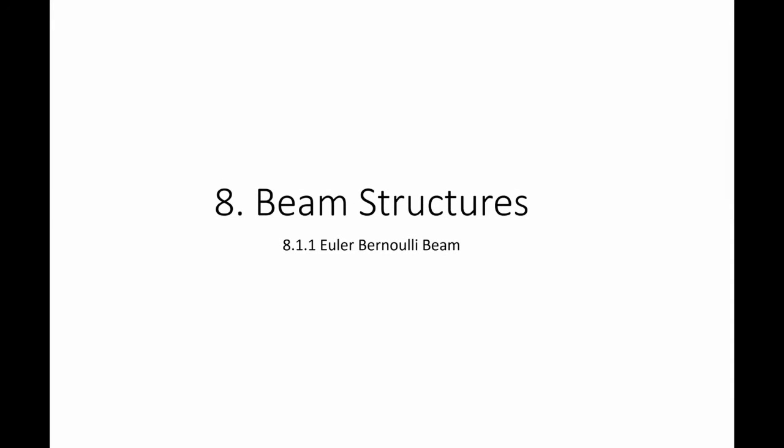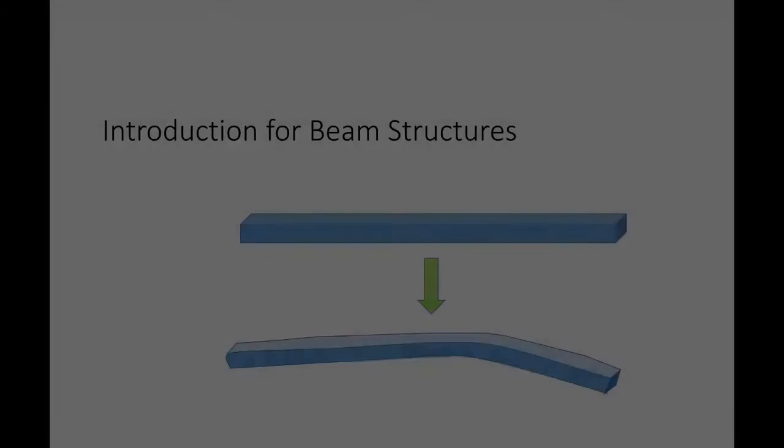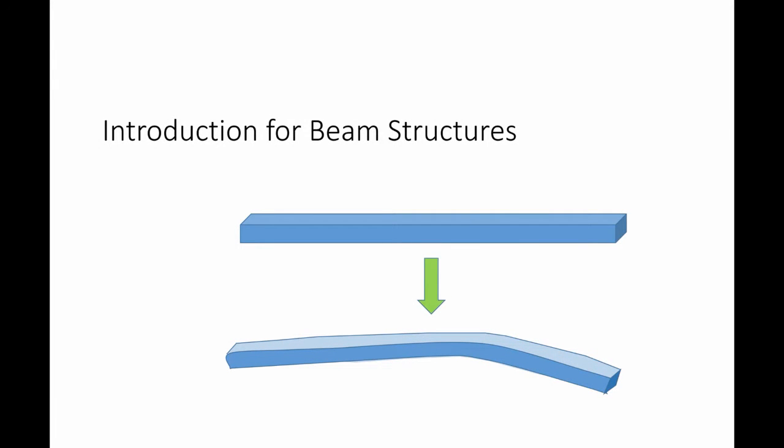In this video, we're going to study the simplest type of beam under bending, the Euler-Bernoulli beam. Beam structures are those structures whose length is much longer than the cross-sectional dimensions. Using certain assumptions on the deformation of the cross-section, the equilibrium equations for a beam can easily be solved.